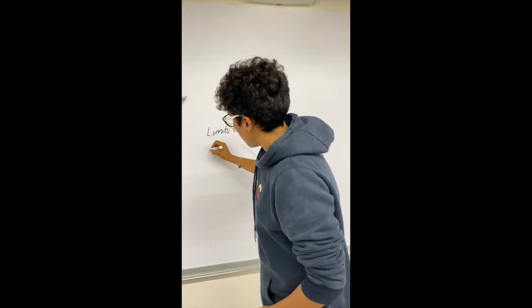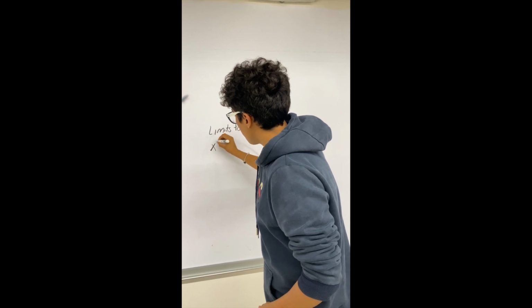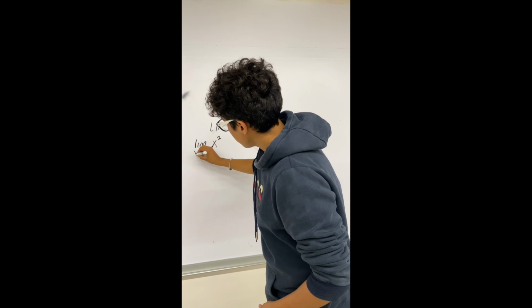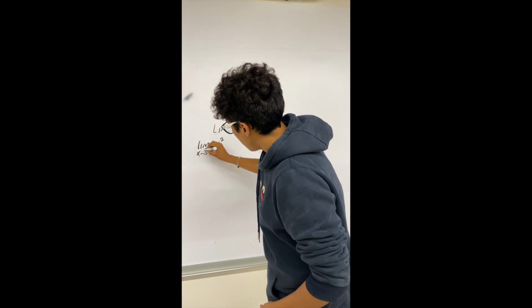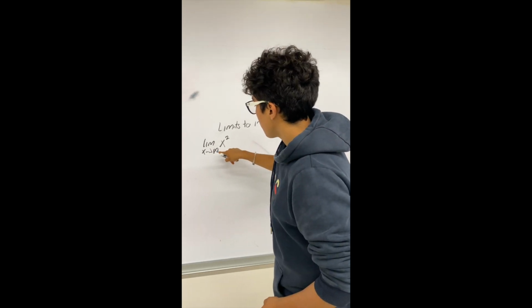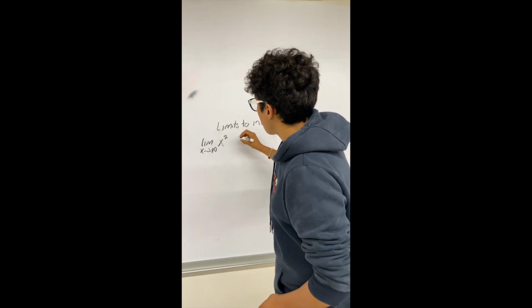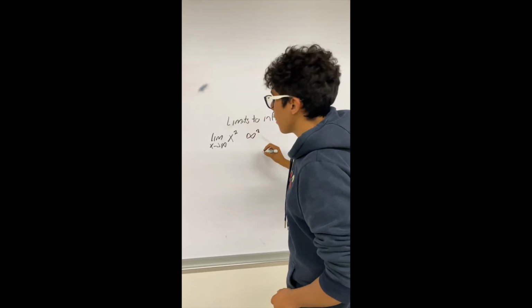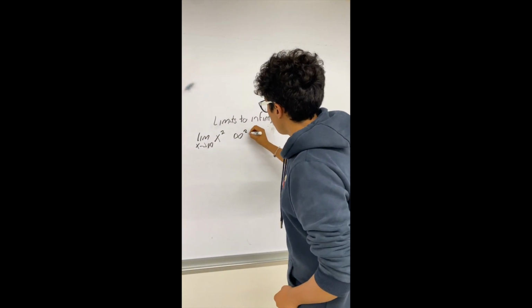In this case, I will have x squared, with the limit of x approaching infinity. We have to substitute infinity in x. So what we will do is infinity squared, which is equal to infinity as well.